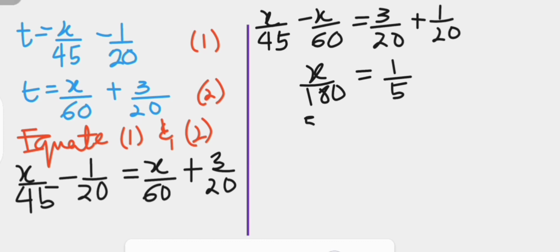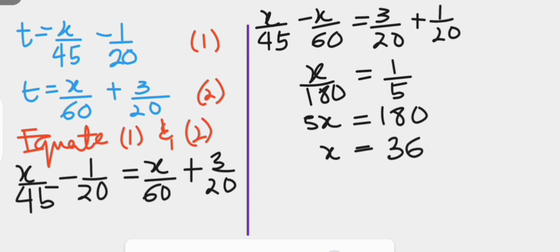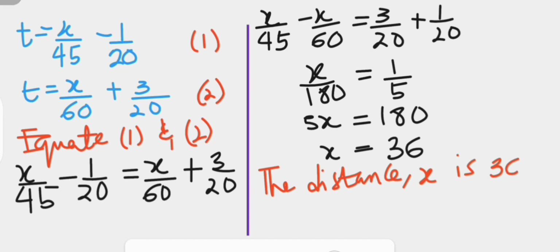Cross multiplying this gives 5x equals 180. X will then be 180 divided by 5, which is 36. And our conclusion will be that the distance x is 36 kilometers. To get the schedule time, we are going to put the value of the distance in any of the two equations in order to get this time.